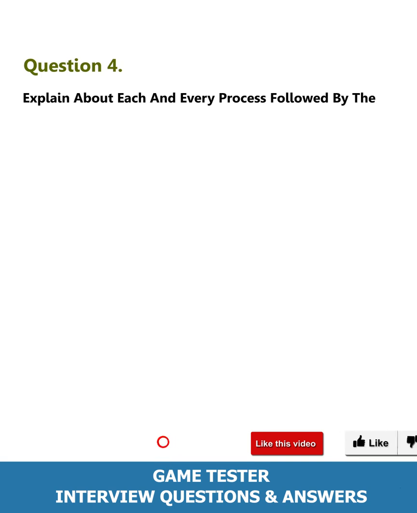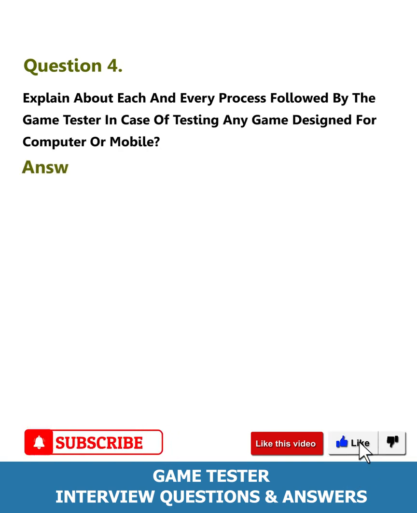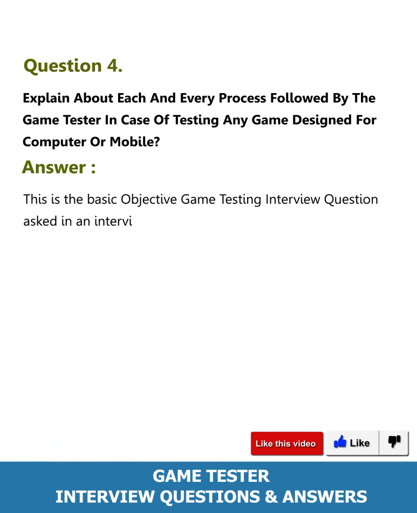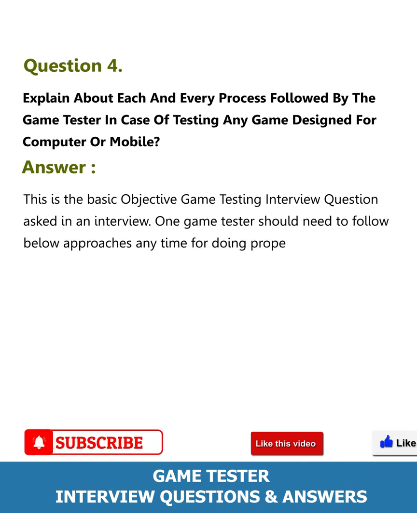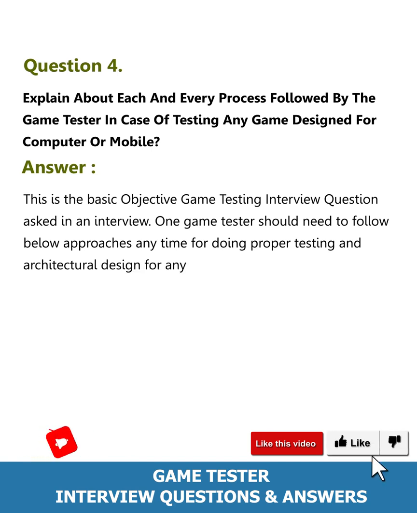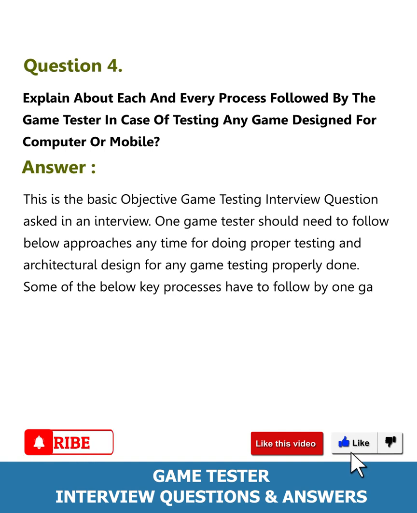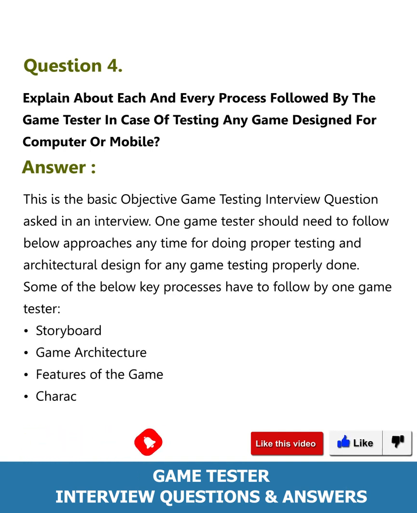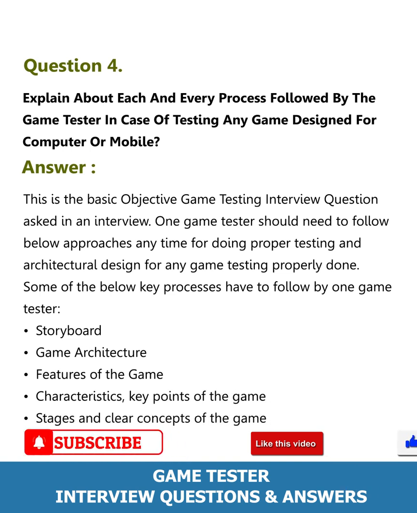Question 4. Explain each and every process followed by the game tester when testing any game designed for computer or mobile. Answer. This is a basic objective game testing interview question asked in interviews. A game tester should follow the approaches below for proper testing and architectural design so that game testing is done properly. Some key processes to follow: storyboard, game architecture, features of the game, characteristics, key points of the game, stages and clear concepts of the game.